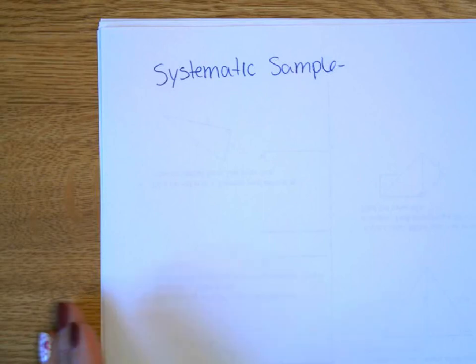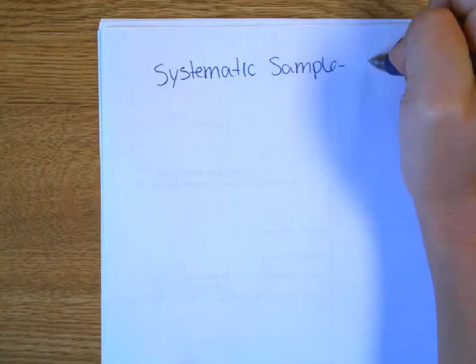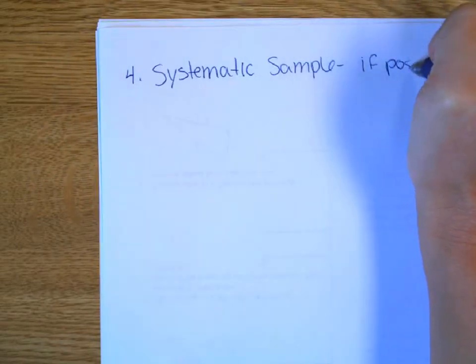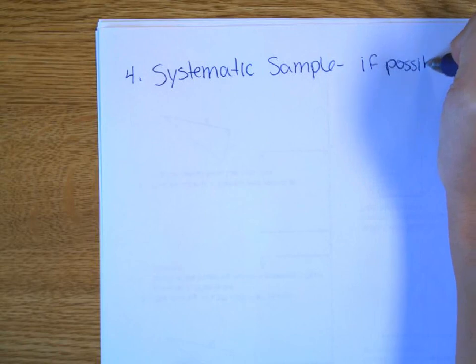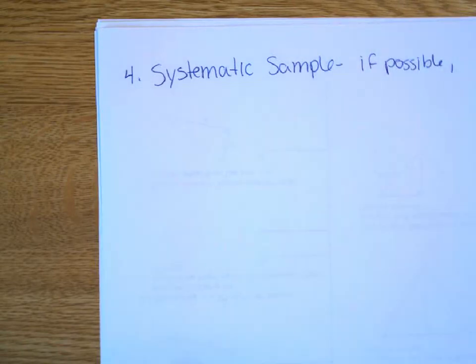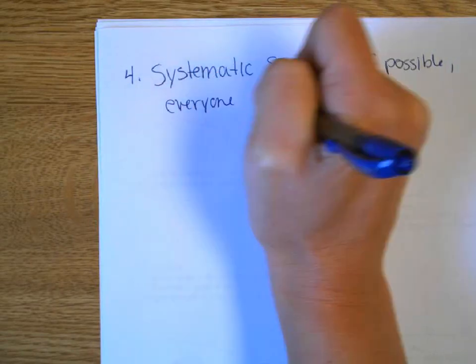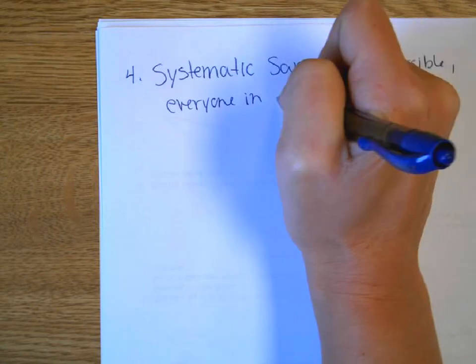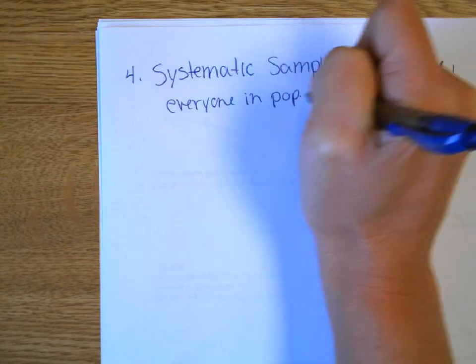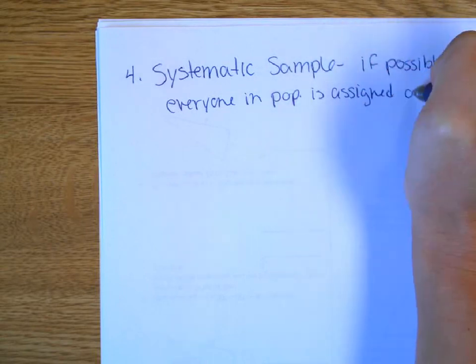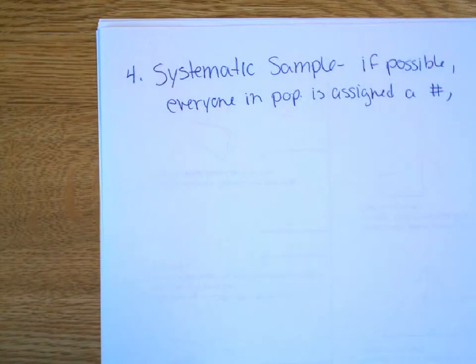Everyone in the population is assigned a number, if possible. Yep, number 4. If possible, because I'll talk about one that you've seen where it's not really possible. Everyone in your population is assigned a number. After that, you randomly pick a starting point.